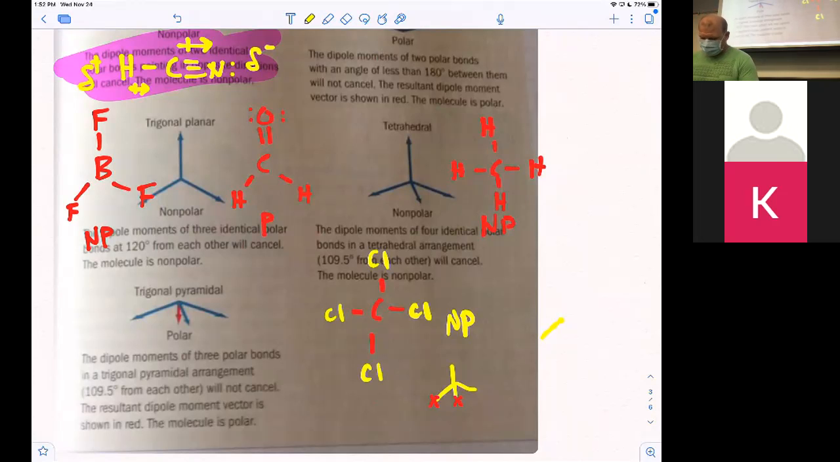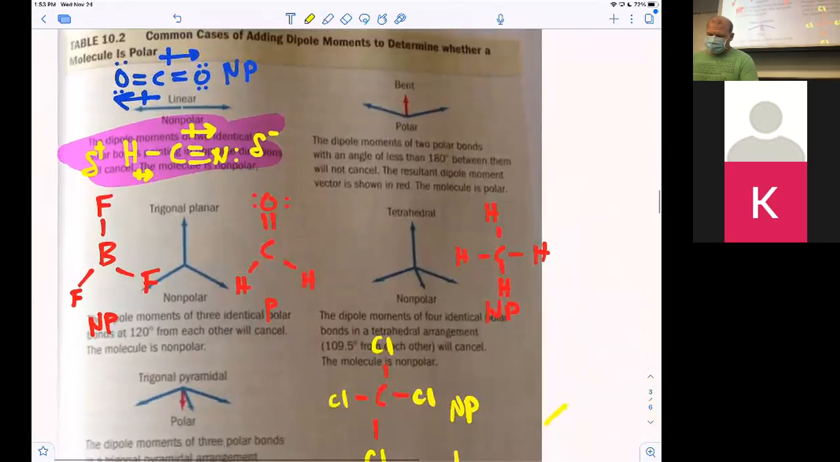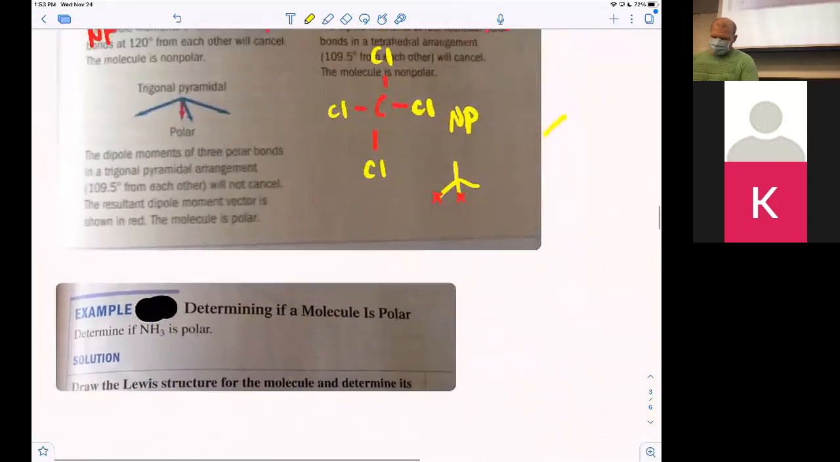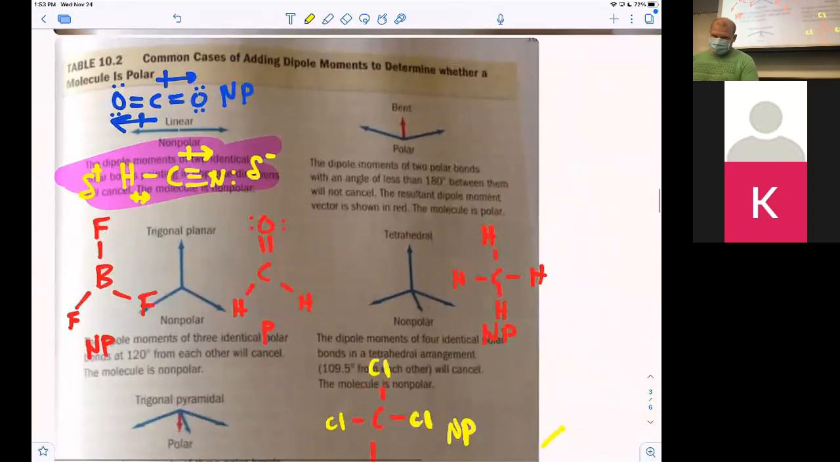And also pyramids, all pyramids are polar. That's another easy one. So any pyramid is polar, any bent molecule is polar. If it's planar, tetrahedral, or linear, if it's symmetric in terms of atoms, it's non-polar. If one's different, it's polar. That's basically the gist of it. And I think from that, I'm going to start the activity.